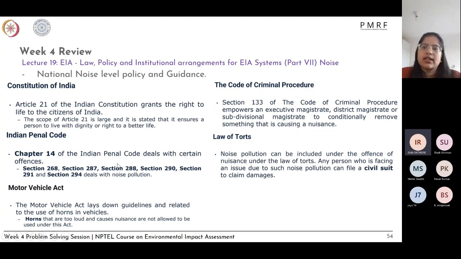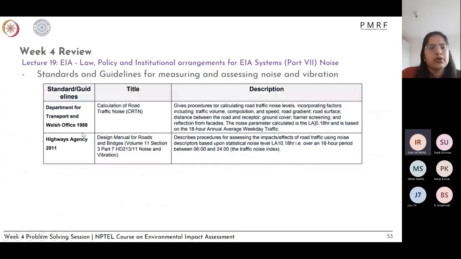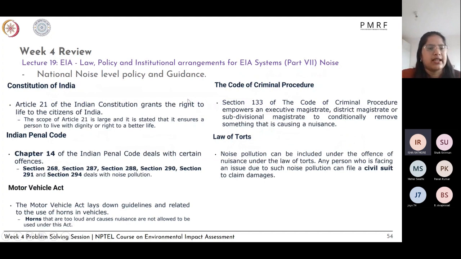So these were international standards. Now moving on to the national noise levels and guidance. So some of them are not directly related, but they are important for quoting in your complaints. So the Constitution of India has Article 21, which grants the right to life to citizens, and this is to live with dignity or to have a right to a better life.